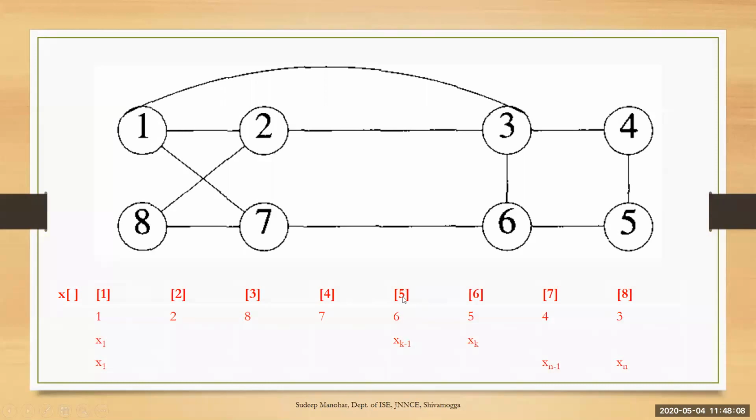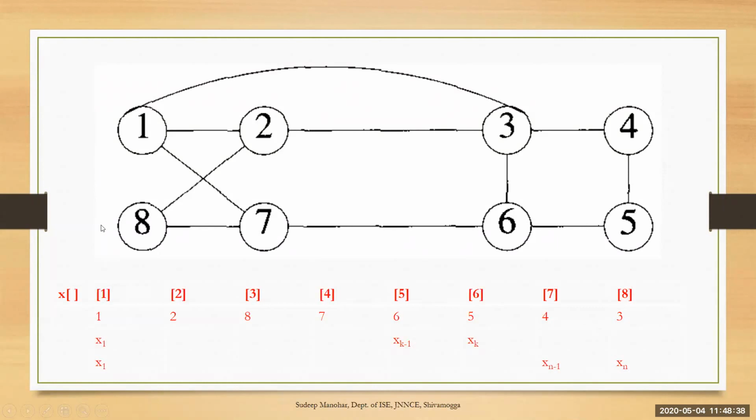I is 5. It means that x of 5 is 6. 6 is the fifth vertex to be visited in the series. Okay, so what is written here is x1, the first vertex to be visited, that is 1. You are starting from 1. Which is the second vertex to be visited? It is 2. Which is the third vertex to be visited? From 2 you are visiting 8. This is the fourth vertex, it is 7. Then 6, then 5, then 4, then 3.